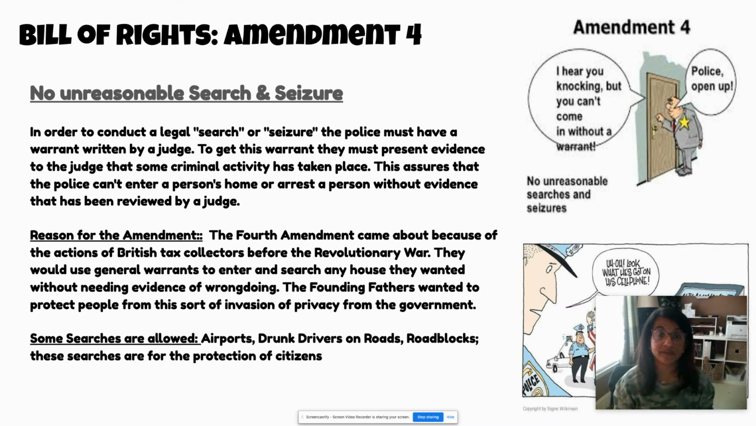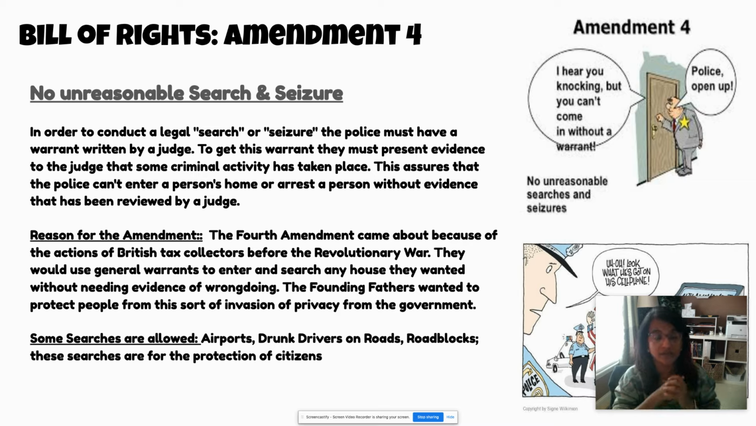Okay, so Amendment 4 says no unreasonable search and seizure. What that means is the police have to have a specific sheet of paper called a warrant, and they have to present that evidence to a judge. Okay, the judge has to look at all the evidence and go, okay, I think you have the right to go search their home. Let me give you a warrant. And they'll give them a piece of paper.